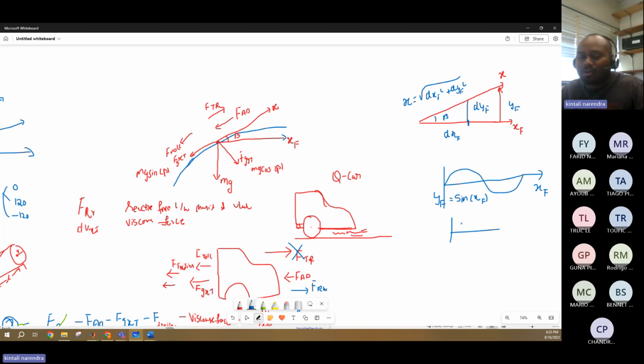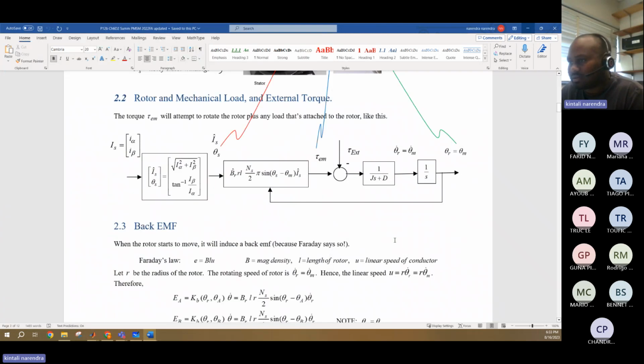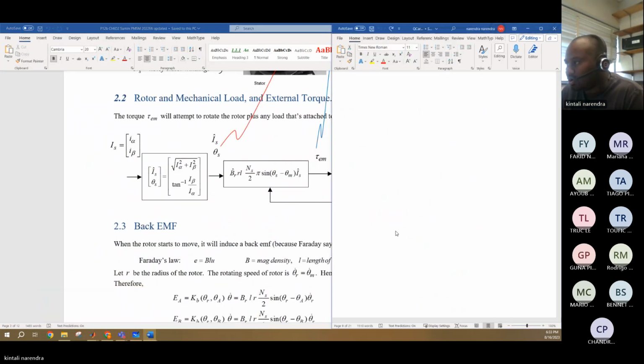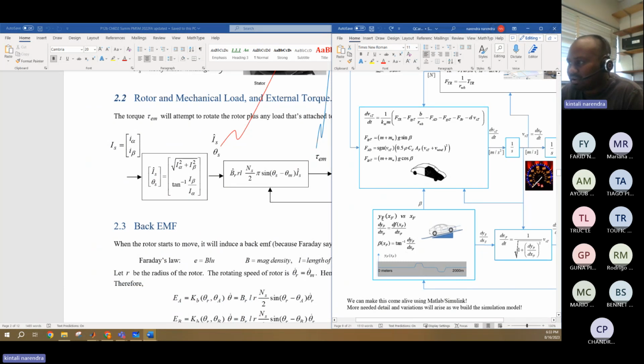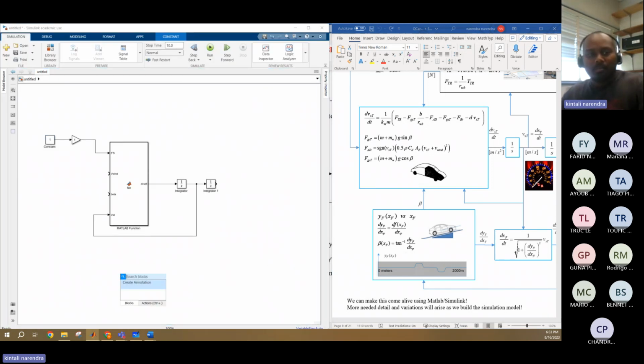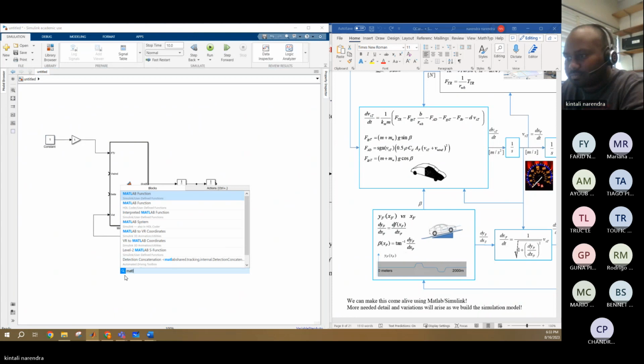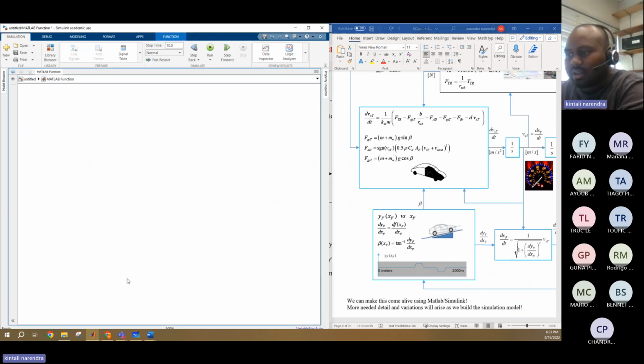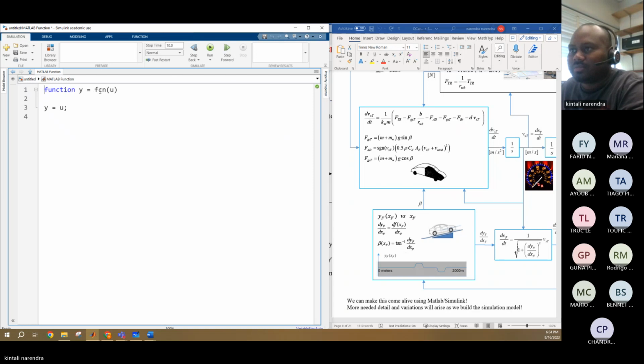The road might be like this, but I don't know the function for it. So I'm taking a sine function and saying x of f is the x-axis and y of f is my road profile. Now I need to create a road profile. So let me create it for you. Go here and bring in another MATLAB function, and rename it as road profile.